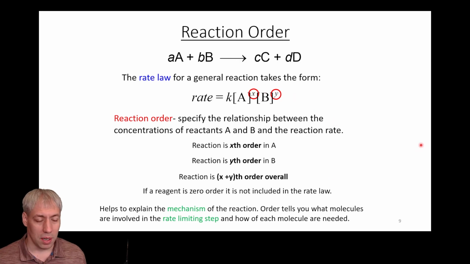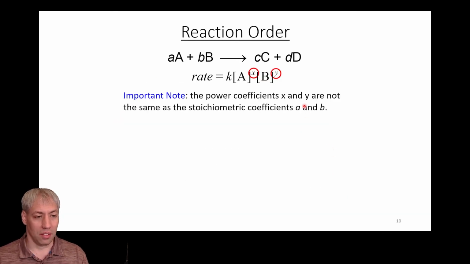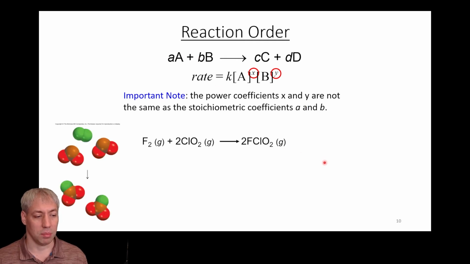And so what's important about this, remember, this X and Y has nothing to do with the stoichiometry. It's not where you started and where you ended. It tells you something about how the reaction progresses, which is the reaction mechanism. It tells you basically what molecules are involved in the rate limiting step and how many of each molecule are needed during that particular step. And so, again, it's not related to the stoichiometry. It's dictated by how the reaction progresses.